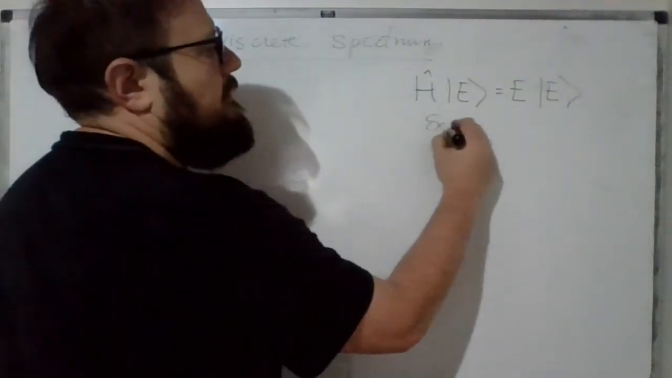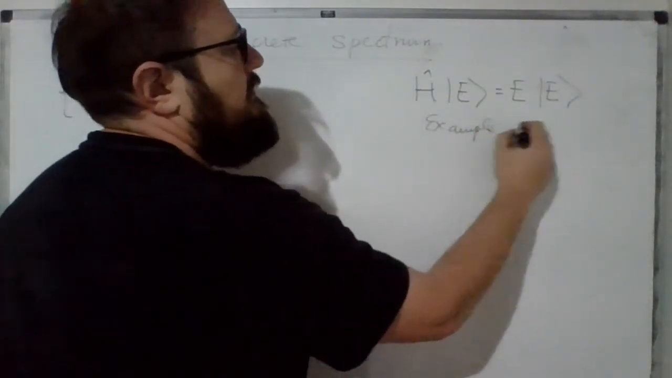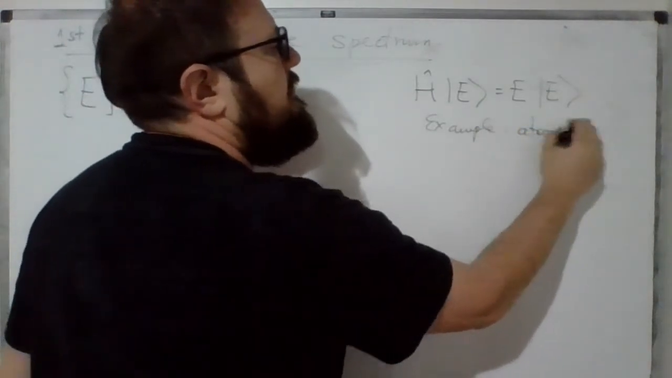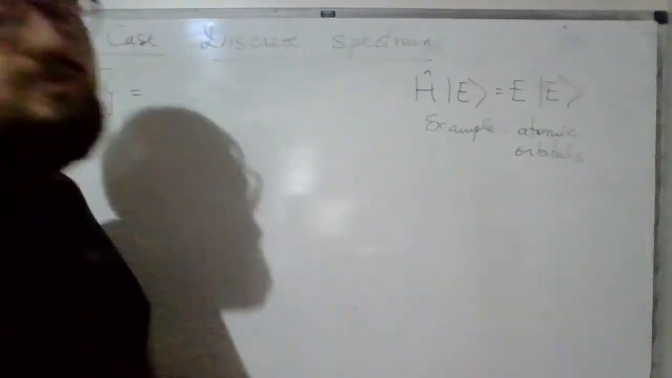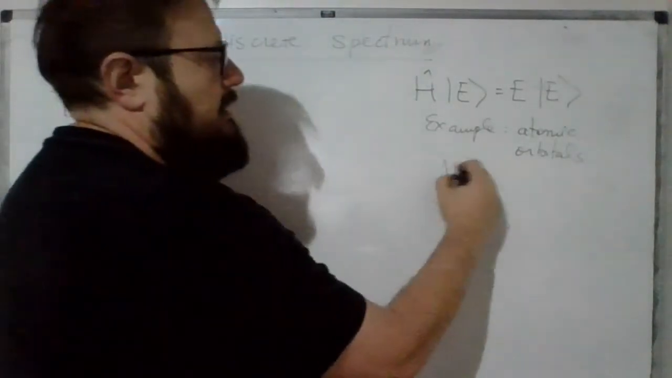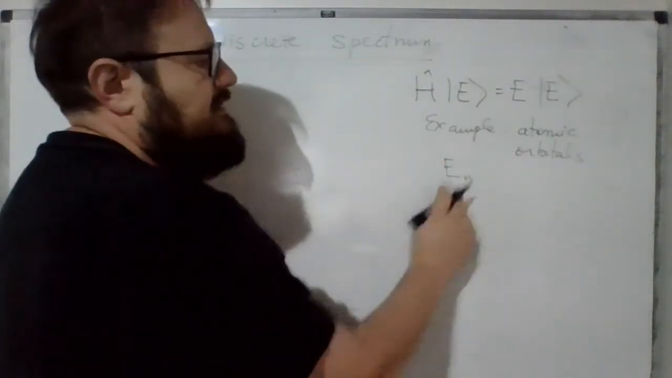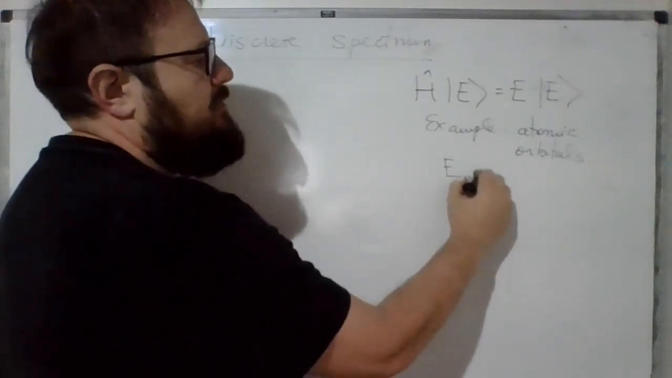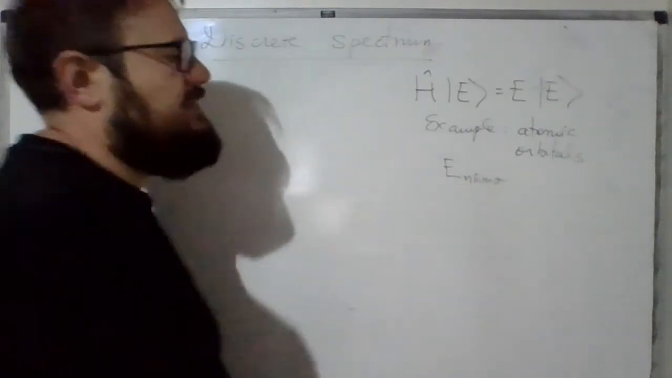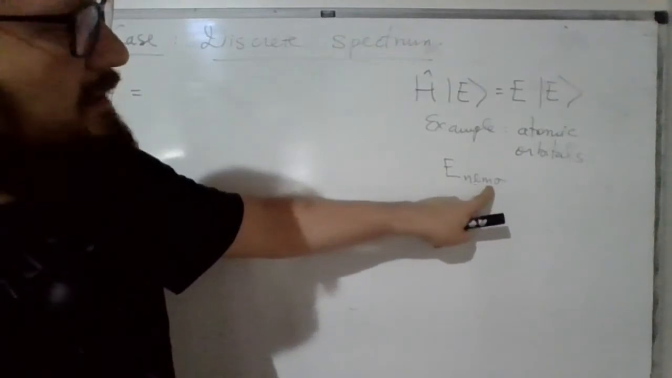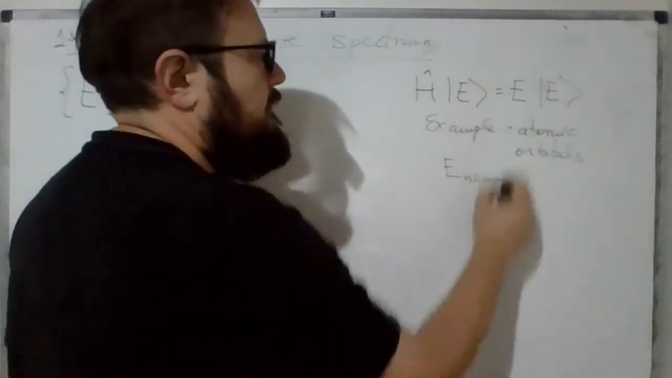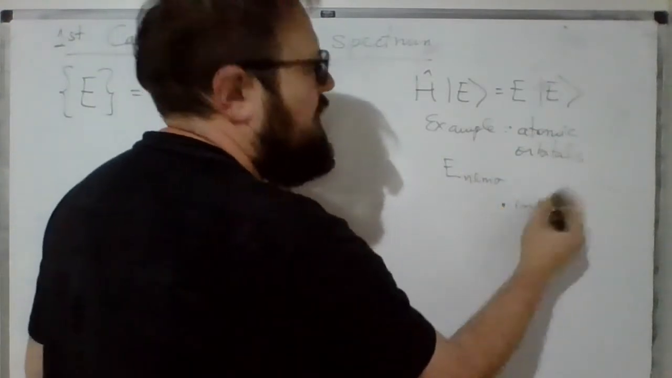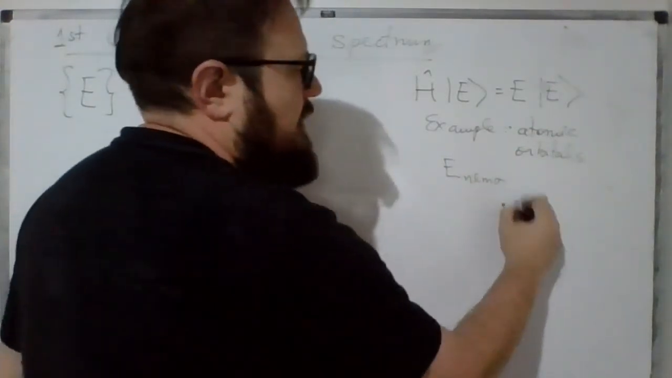So, as an example of these atomic orbitals, you'll have a set of energies labeled by quantum numbers in 3 dimensions, N, L, M, sigma. Or another example, infinite or finite, it can be a potential well.